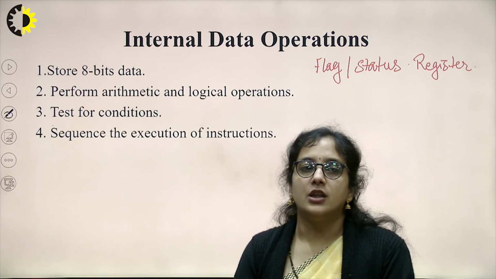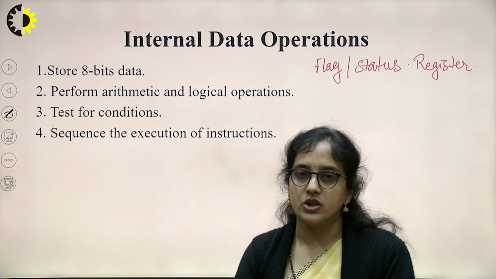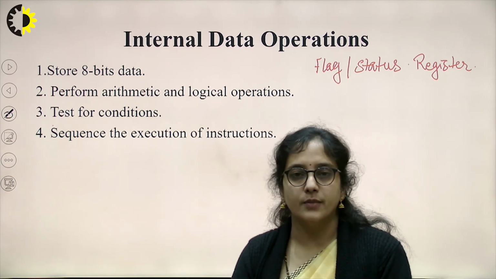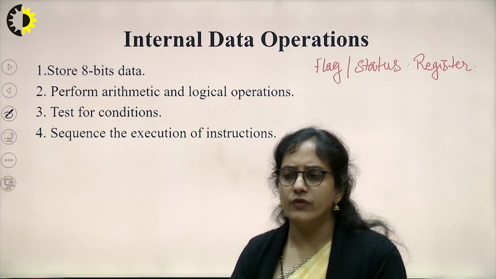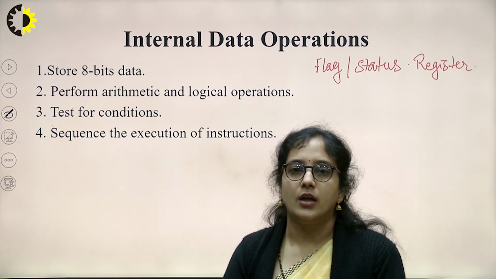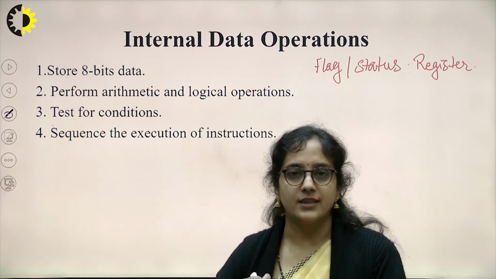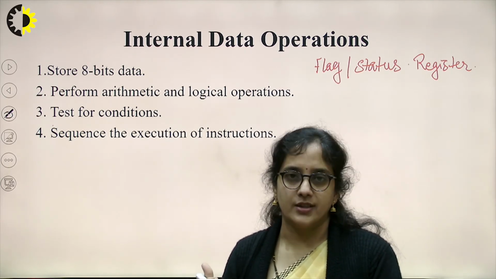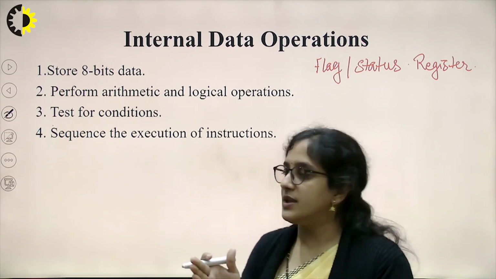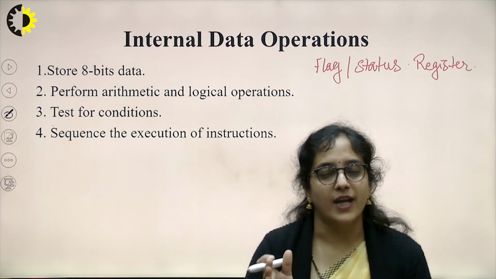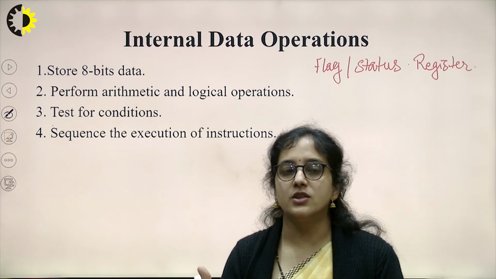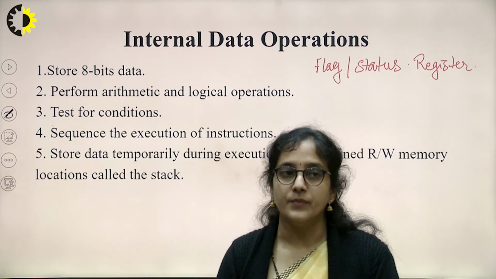Then sequence the execution of instructions. The microprocessor internally follows some rules. For example, with the 8086 microprocessor, after fetching, decoding and execution, the pipelining structure is there. So we have to perform the operations in sequence. Sequencing means first instruction is fetched, decoded and executed, then the second instruction. So a sequence of execution of instructions must be there.